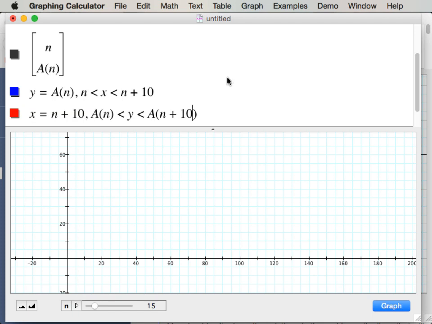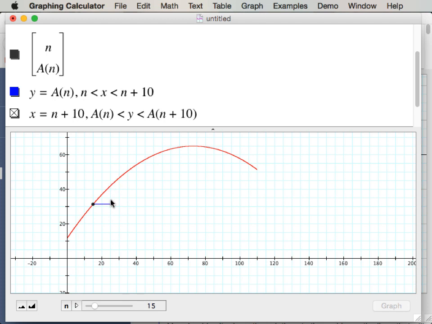What do you think? You sound a little unsure. So let's look at it and talk it out here. It helps to see the graph. So what do you think about x equals n plus 10? Is that right?